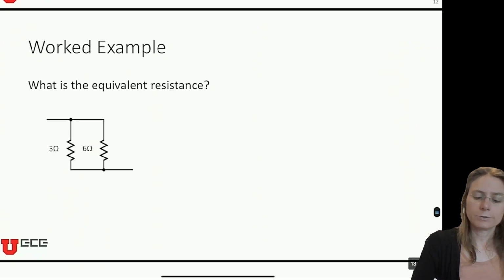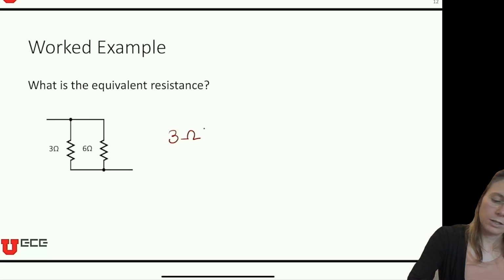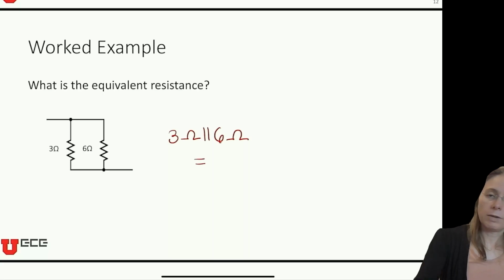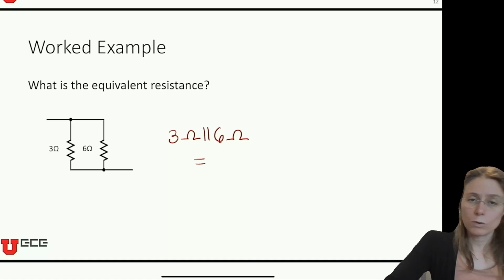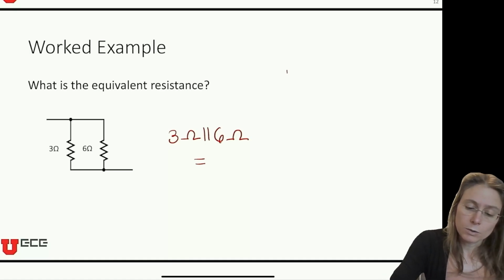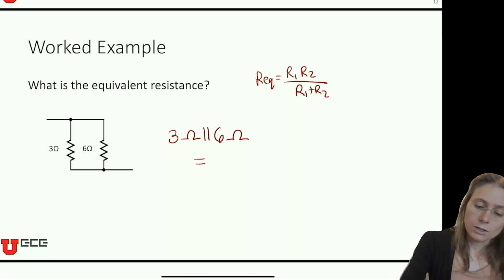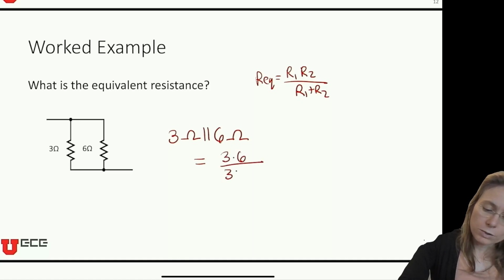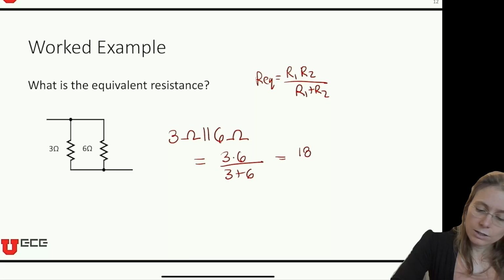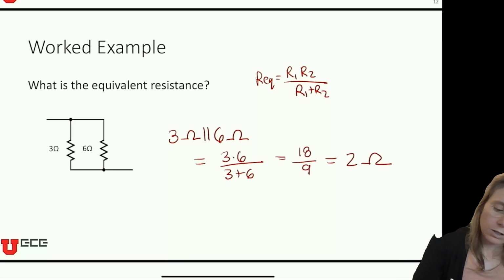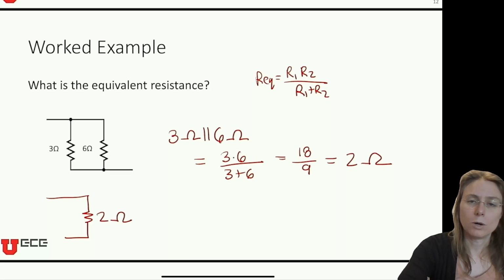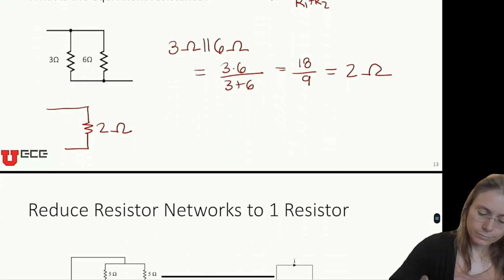Okay, let us do a worked example. Three ohms in parallel with 6 ohms. And so there are many forms of the equation. You can pick which form you want. I think it's often easiest to work with the one that was R1 times R2 over R1 plus R2 in this case. So 3 times 6 over 3 plus 6 gives us 18 over 9, which is equal to 2 ohms. So these two resistors in parallel are equivalent to a single resistor of 2 ohms.